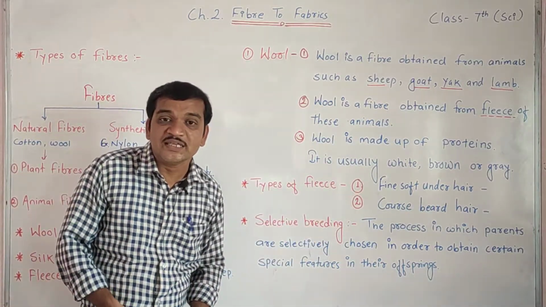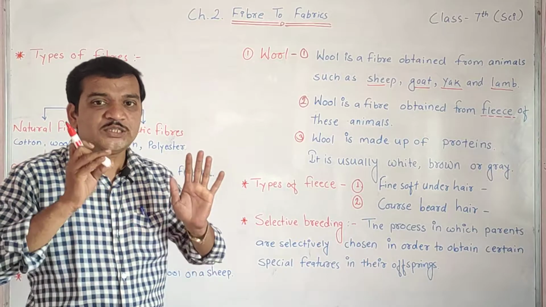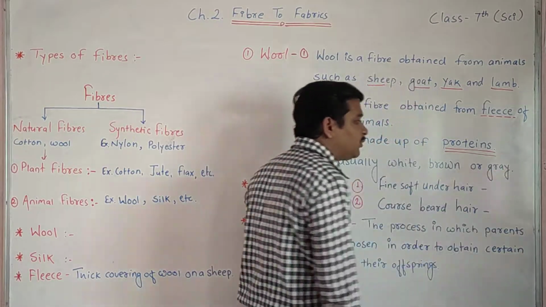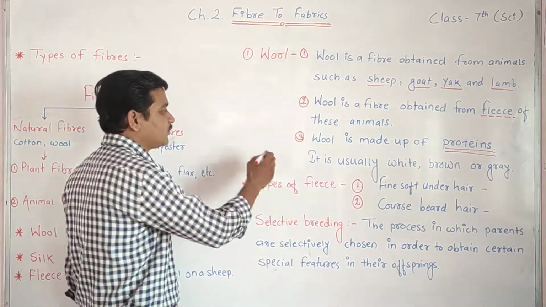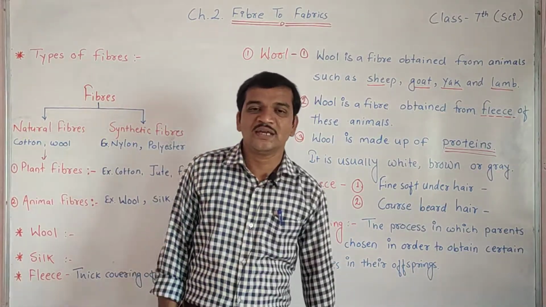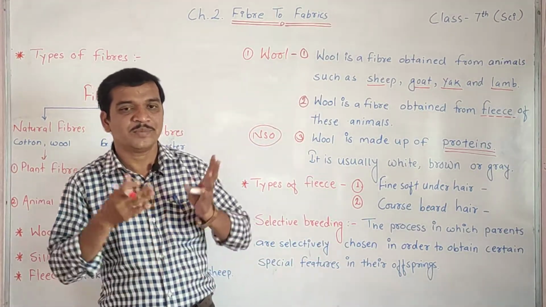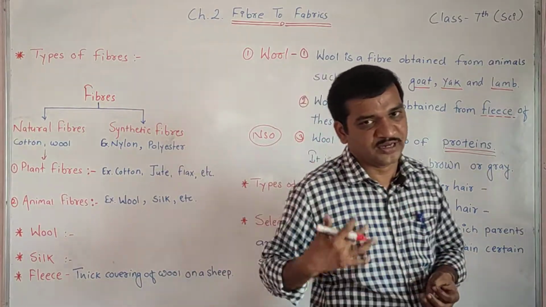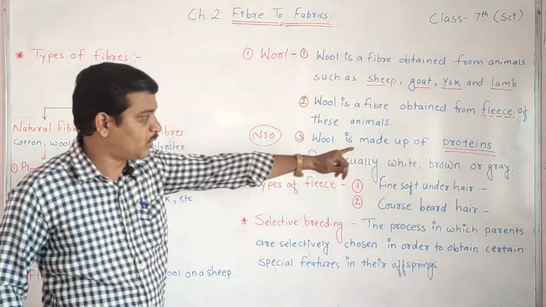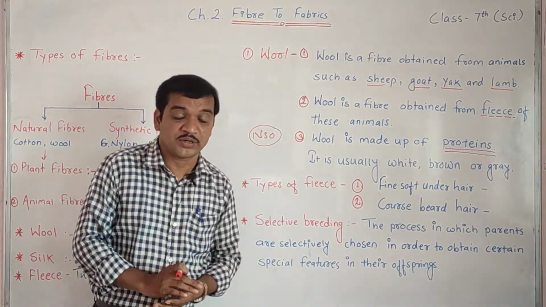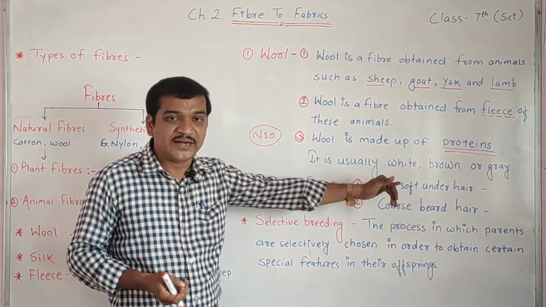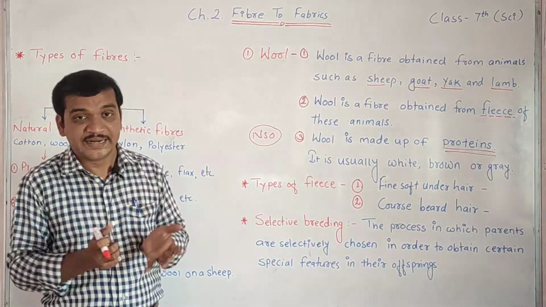what is this wool made up of? This wool is made up of proteins. Sometimes the question may come in the NSO exam, students. So you can mention: wool is made up of dash. You may get options like carbohydrates, protein, fats. The correct answer is proteins. Wool is made up of proteins. And the different types of wool we get nowadays are white color, brown color, gray color.